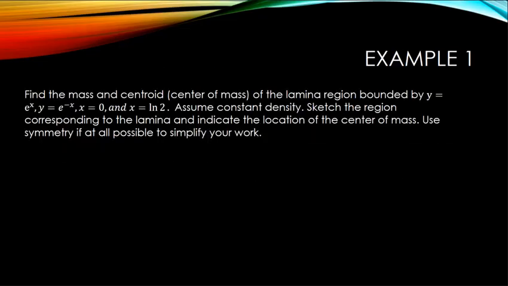Let's work an example. I want to find the mass and centroid or center of mass of the lamina region bounded by y equals e to the x, y equals e to the negative x, x equals 0, and x equals the natural log of 2. We're assuming that I have a constant density here. I want to sketch the region corresponding to the lamina and indicate the location of the center of mass. I want to also use symmetry if I possibly can to simplify my work.